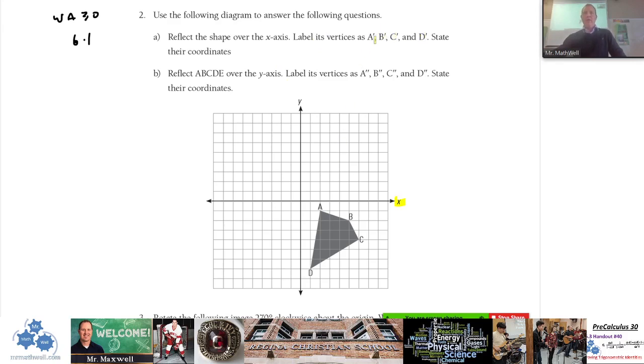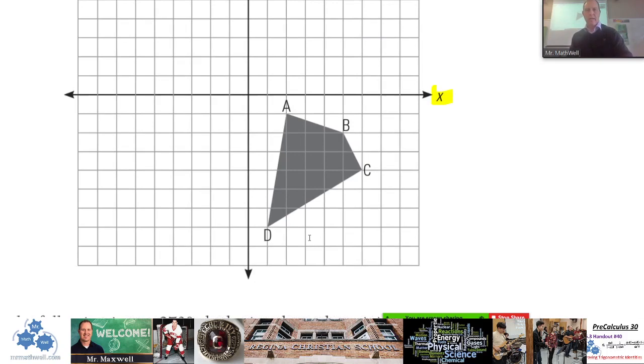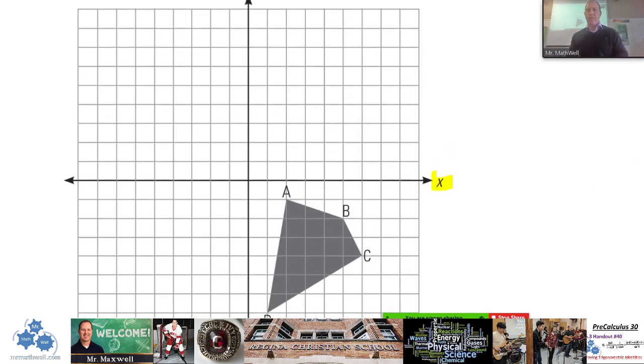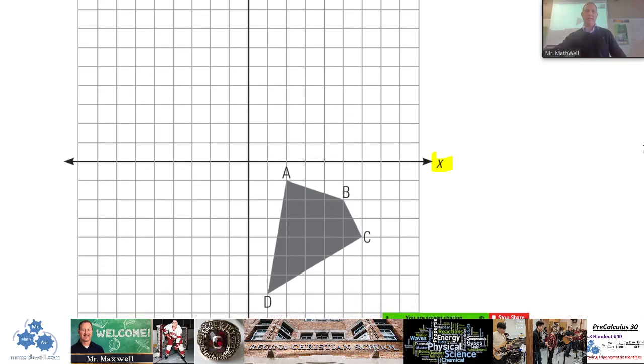So these would be the image points for the original vertices here. So A prime would be now the image point. So if we reflect, and I might just zoom in here a bit so we can see this a bit better. Okay, so if we're going to reflect this shape over the x-axis, you basically take this point A, and here's the x-axis, the horizontal black line. So you count 1 unit from the x-axis, and you would go 1 unit the exact opposite way, and that would be A prime.